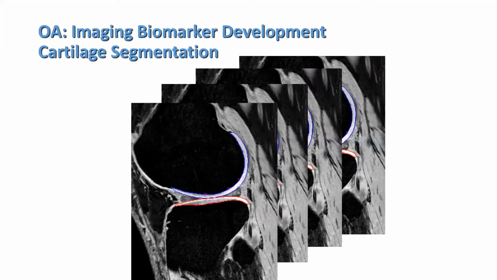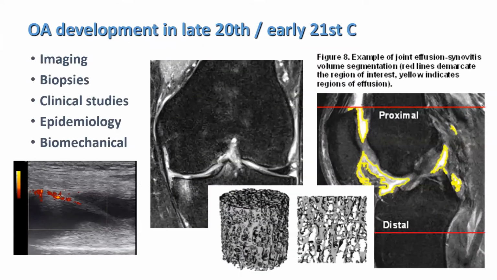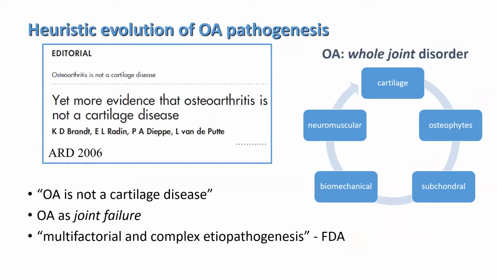And in a way, we're still doing this. We have precise measures of cartilage, and we're still recapitulating that approach. But towards the end of the 20th century, of course, we have MRI and more biopsies, clinical studies, and so forth. And it became apparent a lot more tissues are involved in osteoarthritis than just cartilage. And that led to some pivotal publications by giants in the field, Ken Brandt et al. Osteoarthritis is not a cartilage disease.